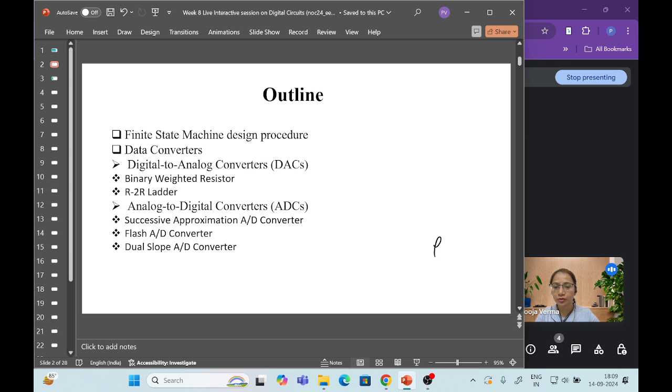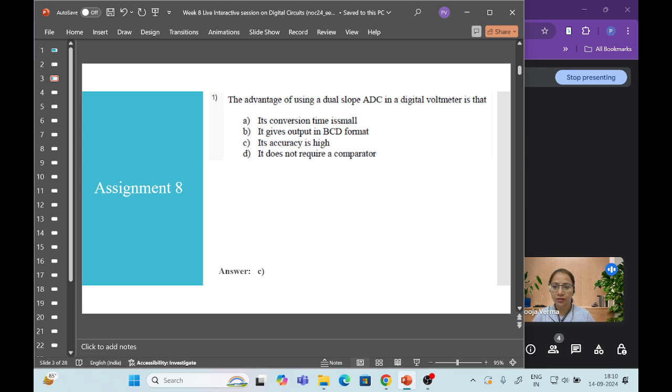The basic topics covered this week are finite state machine design procedures and data converters: digital to analog converters, where the DACs are binary weighted resistors and R-2R ladder, and analog to digital converters: successive approximation, flash, and dual slope analog to digital converters. These are the topics covered in this week's video lectures. Okay, let's start with the questions.